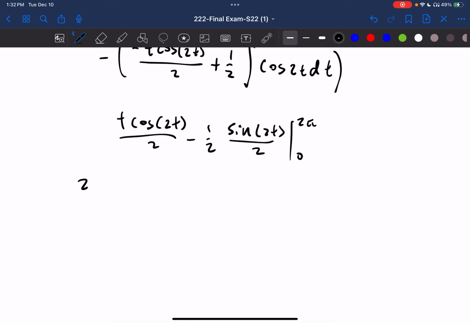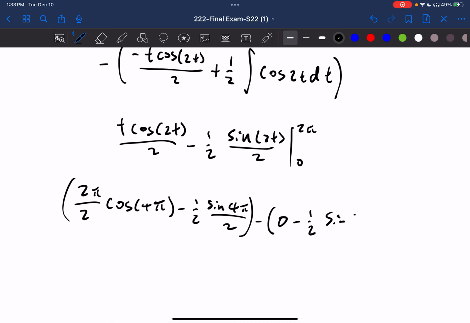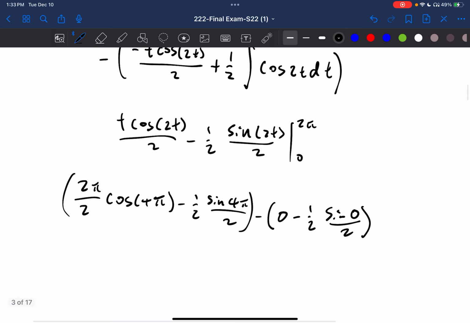So plugging this in, we're going to get 2 pi divided by 2 times cosine 4 pi minus 1/2 sine of 4 pi over 2. This entire thing minus, notice when we plug in 0, we're going to get 0 minus 1/2 sine of 0 divided by 2.